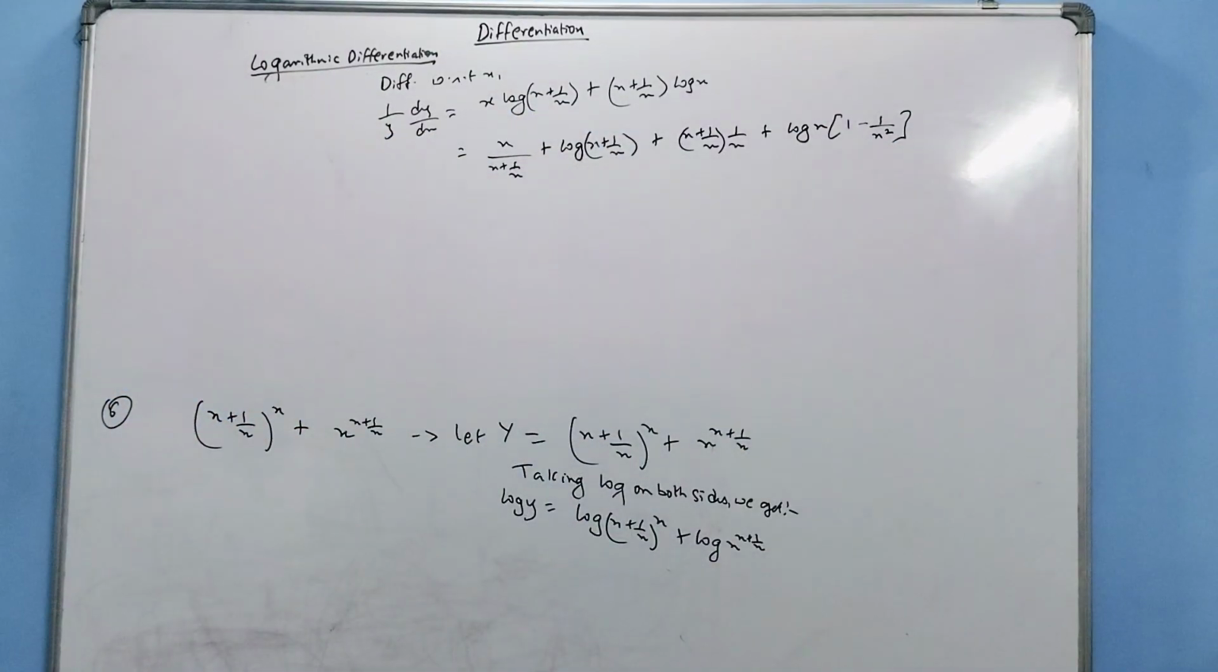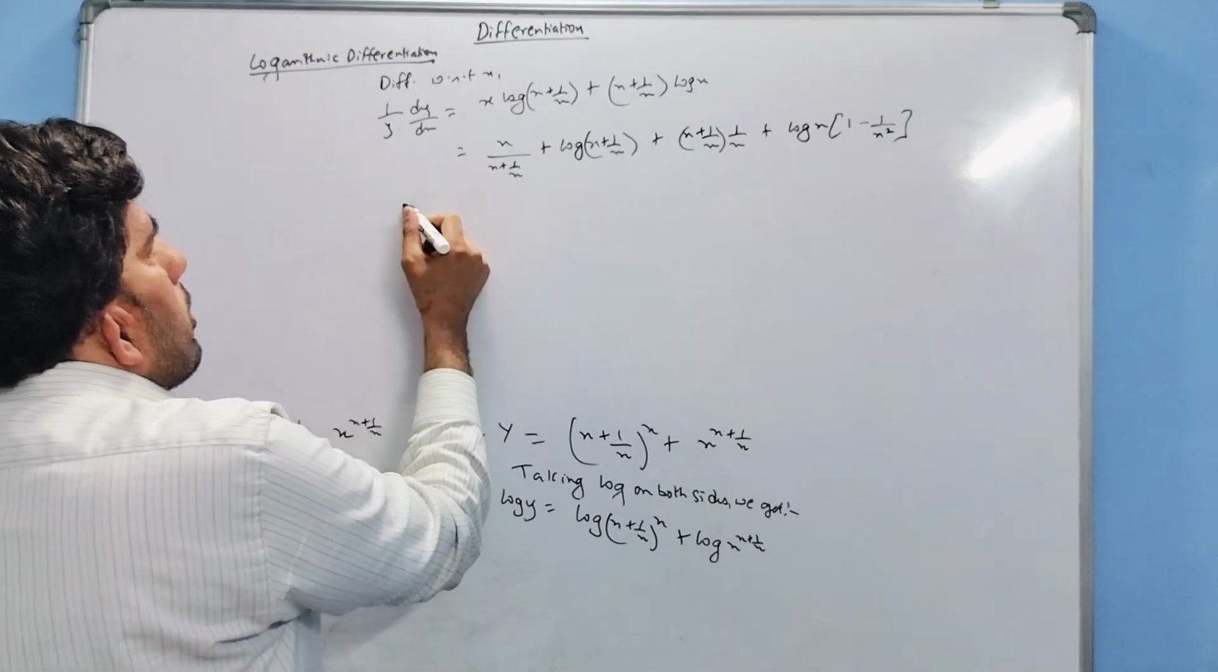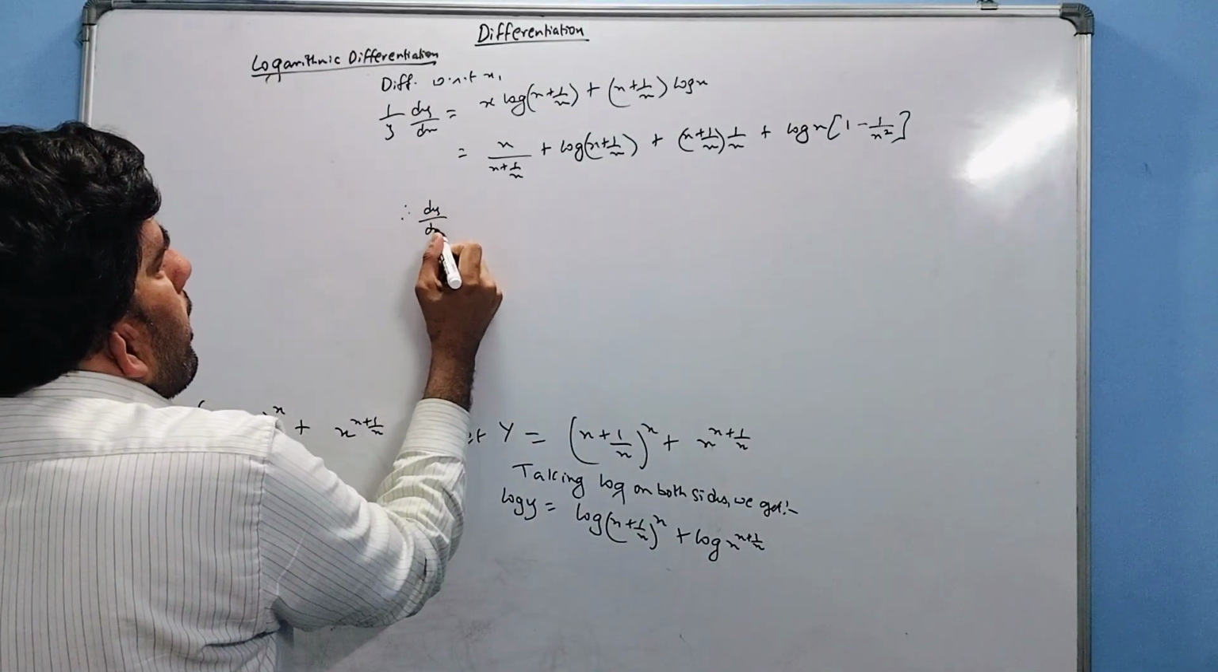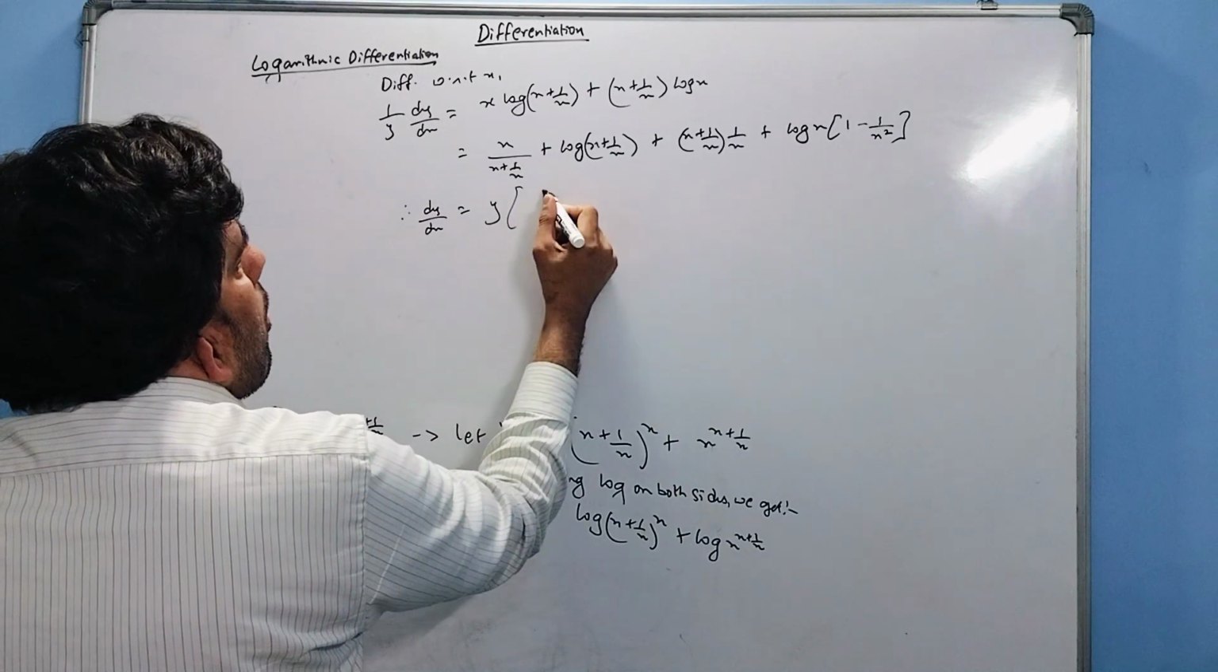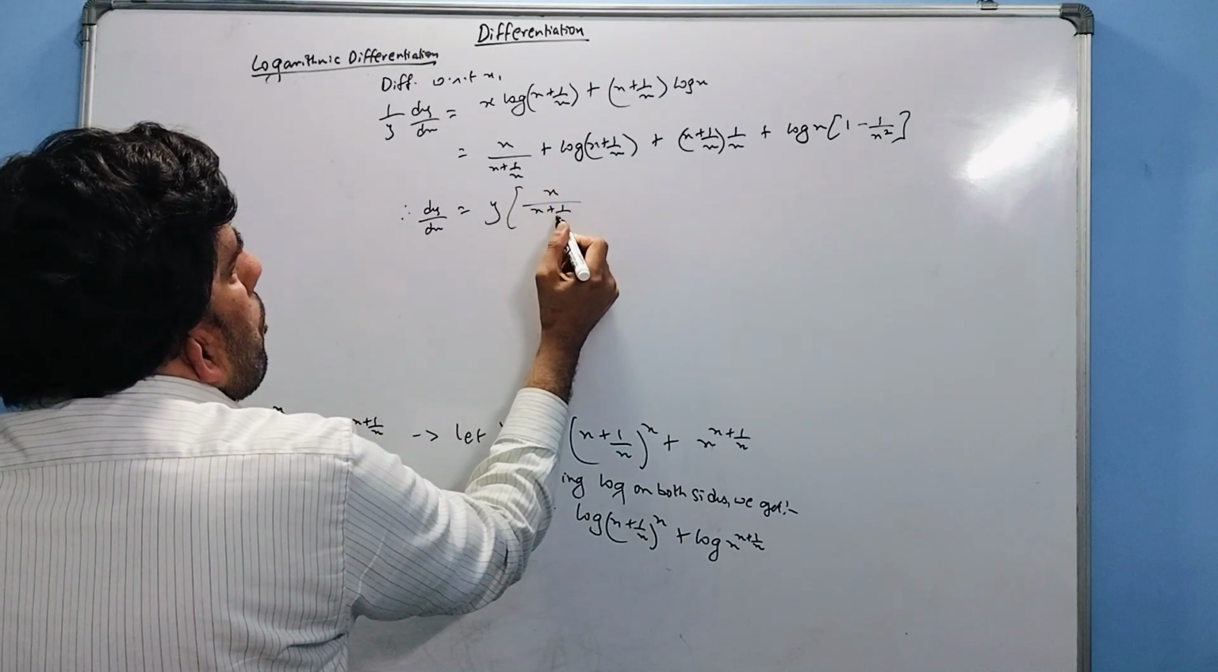Okay, so what is my next step will be, therefore dy/dx is equal to y into x upon x plus 1 upon x.